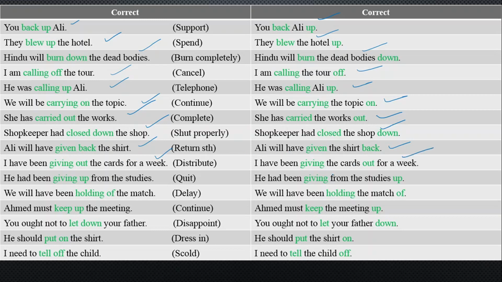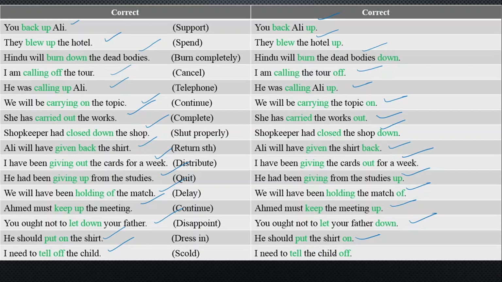He had been giving up the studies, he had been giving the studies up. We will have been holding off the match, we will have been holding the match off. Ahmad must keep up the meeting, Ahmad must keep the meeting up. You ought not to let down your father, you ought not to let your father down. He should put on the shirt, he should put the shirt on. I need to tell off the child, I need to tell the child off.